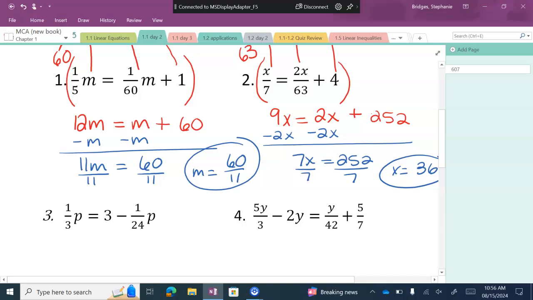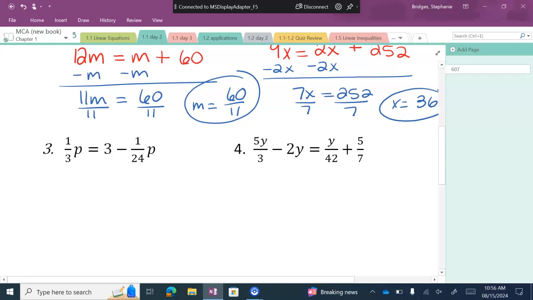All right, what's number 3? My denominators are 3 and 24. What would my common be? 24. So I'm going to multiply everything in this equation by 24. So 24 times 1/3 p is going to give me 8p. 24 times 3 is 72. And then 24 times 1/24p is just p, 1p, right?